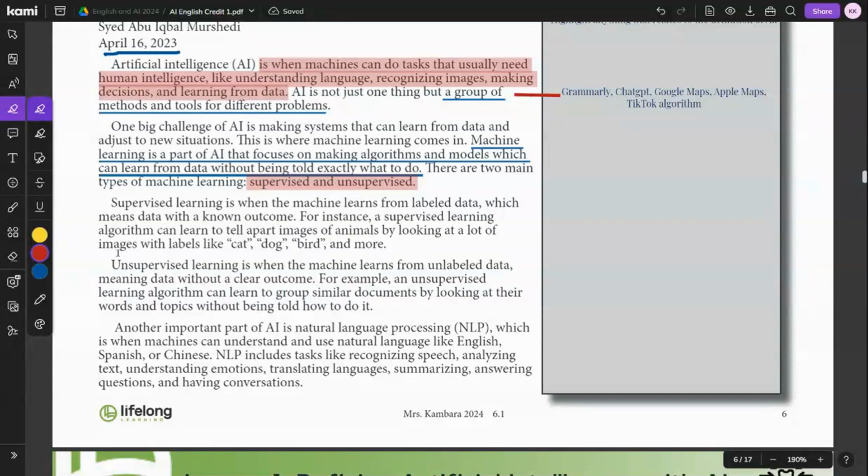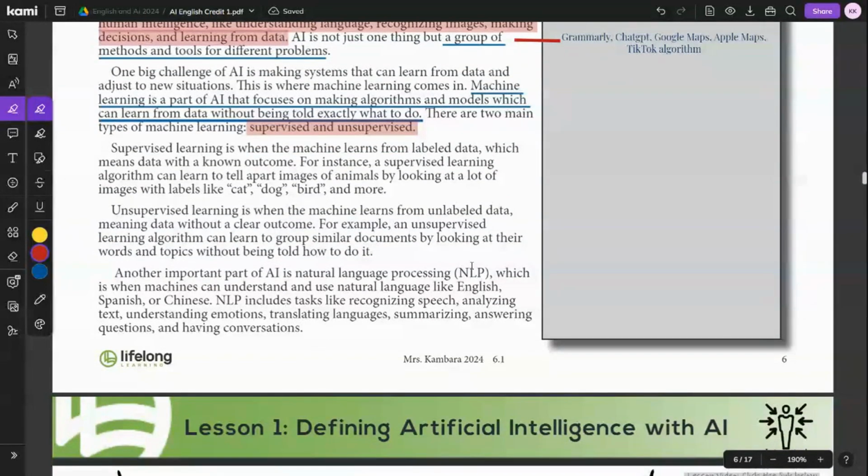Unsupervised learning is when the machine learns from unlabeled data, meaning data without a clear outcome. For example, an unsupervised learning algorithm can learn to group similar documents by looking at their words and topics without being told how to. Another important part of AI is natural language processing, which is when machines can understand and use natural language like English, Spanish, or Chinese. NLP includes tasks like recognizing speech, analyzing text, understanding emotions, translating languages, summarizing answers, questions, and having conversations.